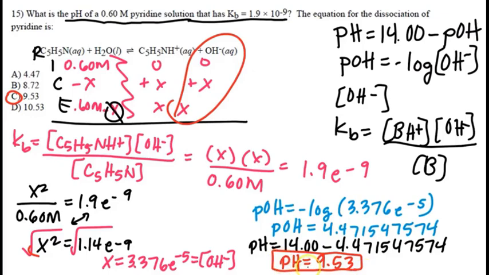So when it comes to bases, yes, there is a little bit of an extra step because you're dealing with OH minus concentration, but you're still able to get that pH. So for this answer, I would circle letter C. Let's go on to number 16.